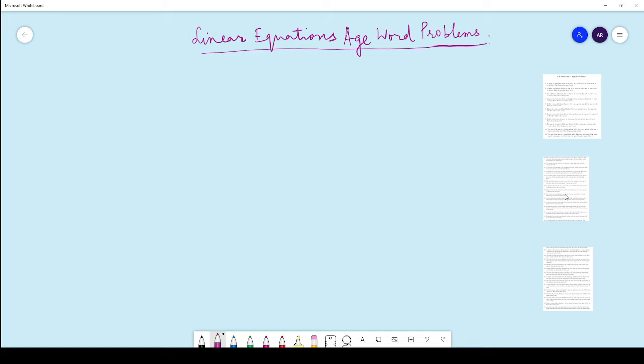Basically, the technique is very simple. So what you need to understand over here is, I'll just give you a key to solving these age word problems, and if you understand this key, then I'm sure that you will be able to solve the age word problems pretty easily.